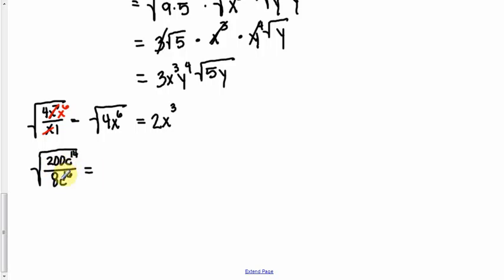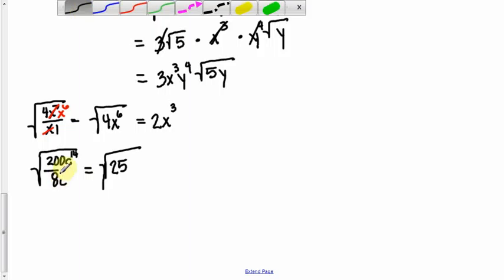Fraction bar means division. So is 200 divisible by 8? How many times? 25 times. 8 quarters makes $2, right? So that would divide, and you'd be left with the square root of 25. Oh, we have something weird now. I think I wrote the problem wrong. I did. I said 6, didn't I, in row 16? This is going to be c to the 6th. We're not ready for c to the 16th down there yet.